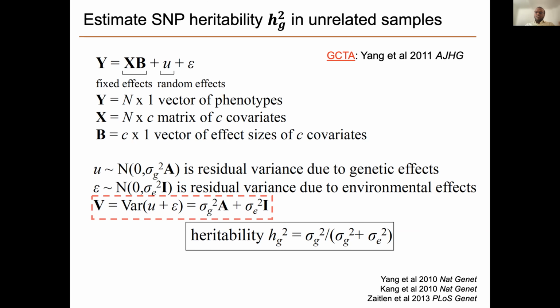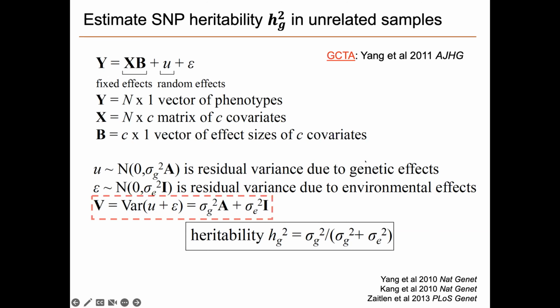If we think about a variance component analysis style of nomenclature, we can decompose the variance of Y into two components: sigma squared G times A for the genetic effect, where A is the genetic relatedness matrix that can be computed from the genotype data, and sigma squared E times I, the environmental component. The heritability h-squared is then the fraction of the variance of the phenotype that is explained by the genetic effects.